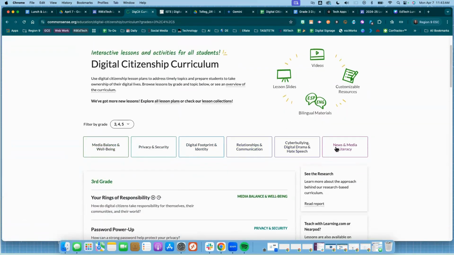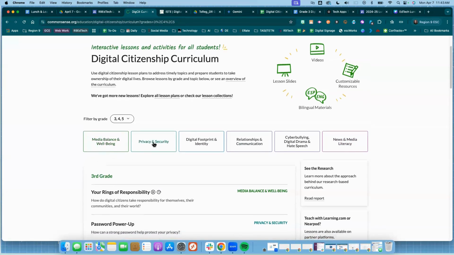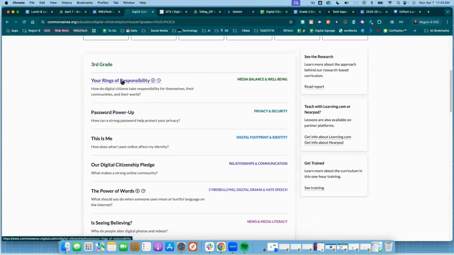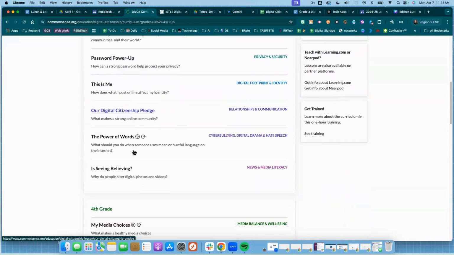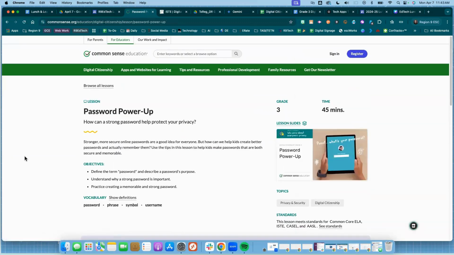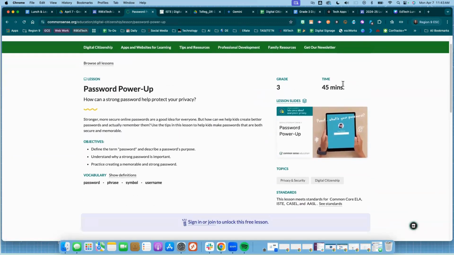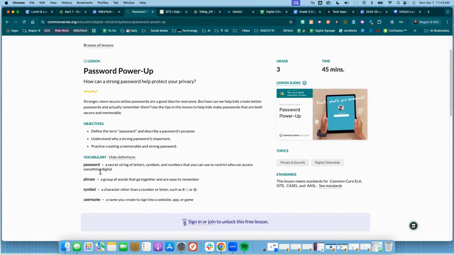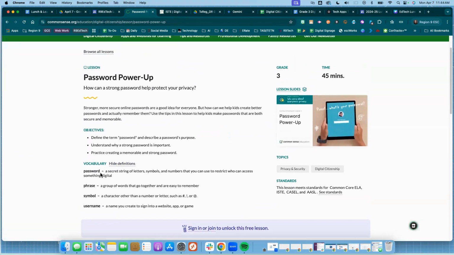These are the strands that they use, which really are very similar to what the Tech Apps talk about: balance, privacy and security, footprint, relationships and communication, the cyberbullying part, and news and media literacy. And then you can see the lessons that are offered by grade. And it's everything you need. Password Power Up. It tells you how long it would take, 45 minutes. It gives you some definitions for the words so that you have that vocabulary already built in.